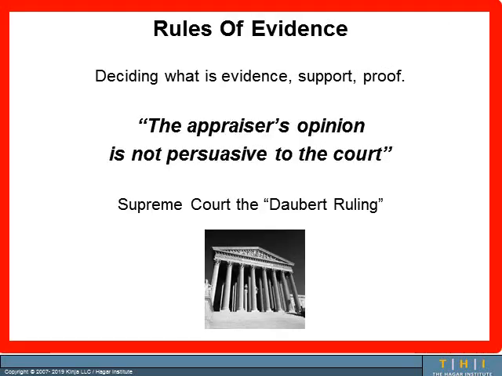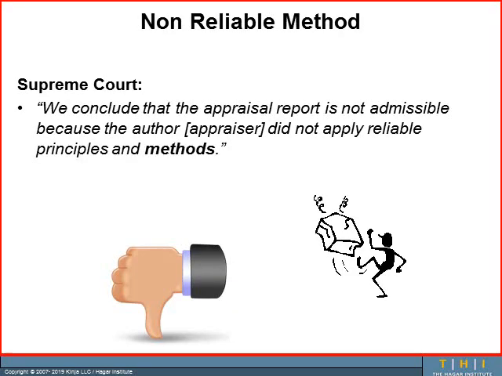So to give you a couple of information slides on this. This is called the Daubert ruling. And from the Daubert ruling, it flat out said, this is from the Supreme Court, by the way, the appraiser's opinion is not persuasive to the court. That's the last thing you want to have happen to your appraisal or your market study, is to get into any court system and have them come back and say, yeah, this is nice, but it's not persuasive, and have it thrown out. At that point in time, your legal argument probably goes down the drain. The Supreme Court went on and said, we conclude that the appraisal report is not admissible because the author did not apply reliable principles and methodologies.